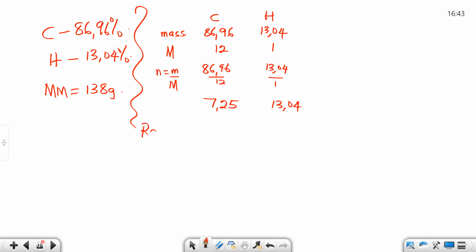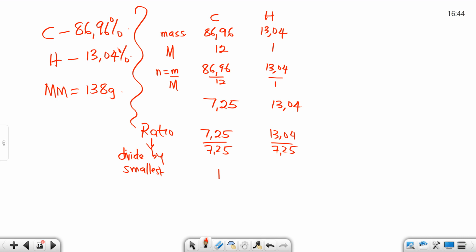Now, I look for what? The ratio. When we look for the ratio, what do we do? We divide by the smallest. Is that fine? Which one is the smallest? 7,25. So let me just write it here so when you revise. 7,25. And then 13,04 divided by 7,25. What is this? 1.